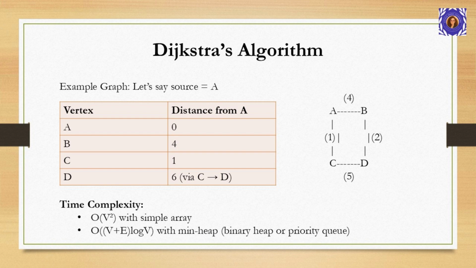The time complexity depends on our implementation. With a simple array, O(V squared), because we scan all vertices to find the minimum each time. With a binary heap or priority queue, O((V plus E) log V), because each vertex is extracted once, V log V, and each edge is relaxed once, E log V. The heap implementation is preferred for sparse graphs where E is much smaller than V squared.